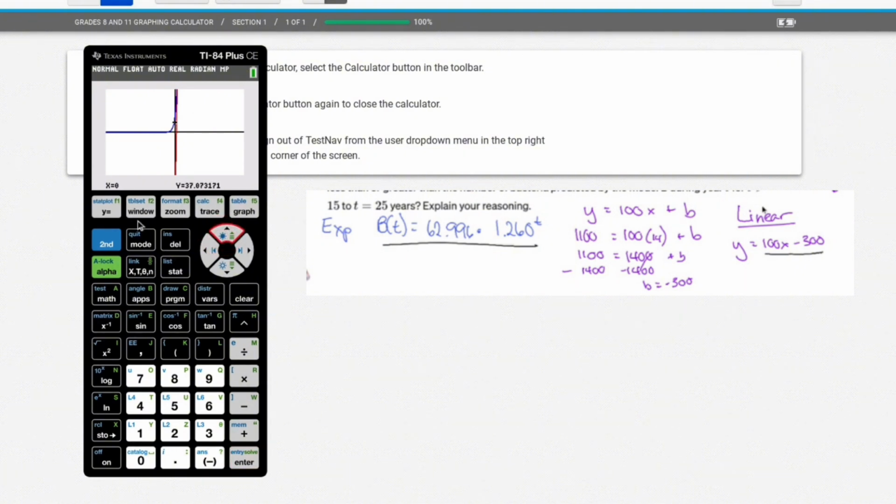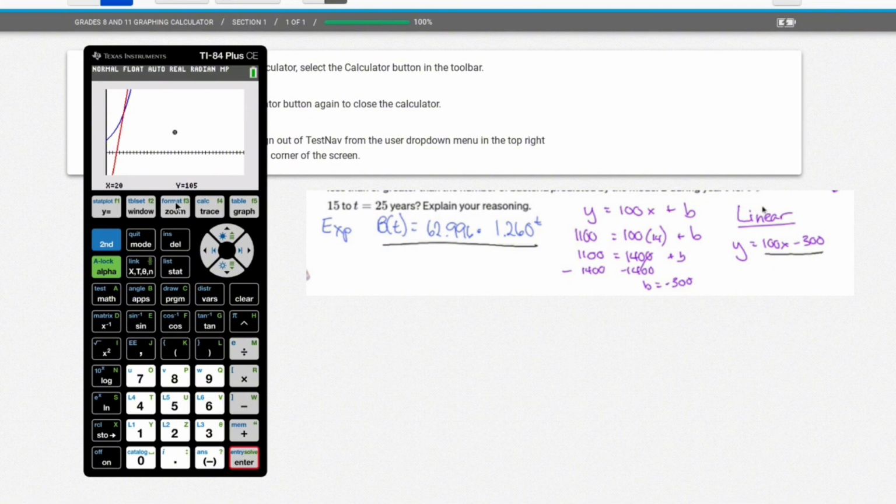So what I'm going to do is set my window to 15 to 25, because that's what I care about for my x values. And why don't we change my y min to 50 and just see what happens. Well, that's unfortunate. Let's zoom out again. Enter. Okay.